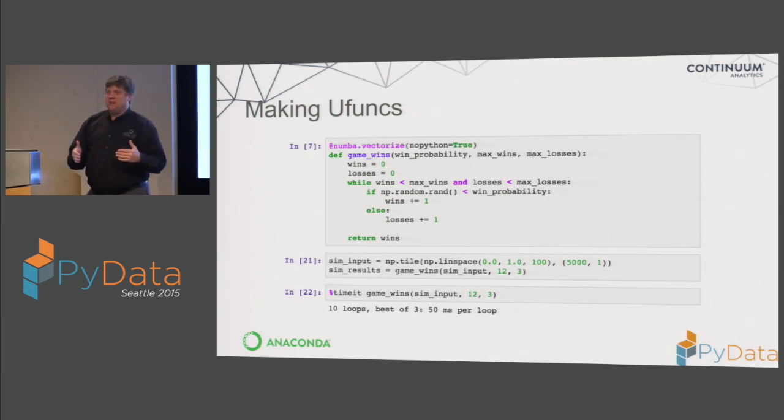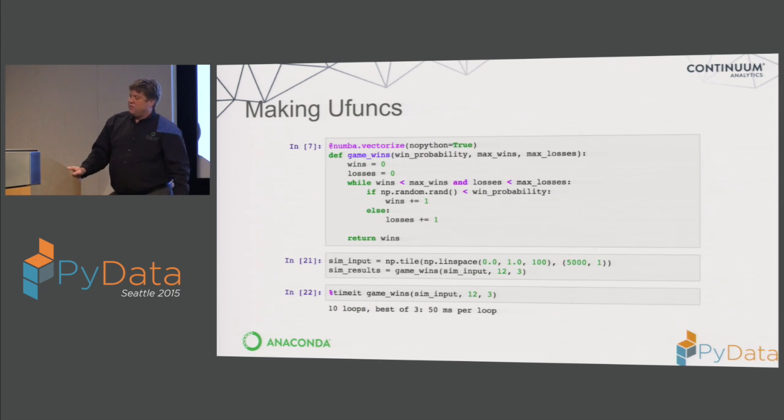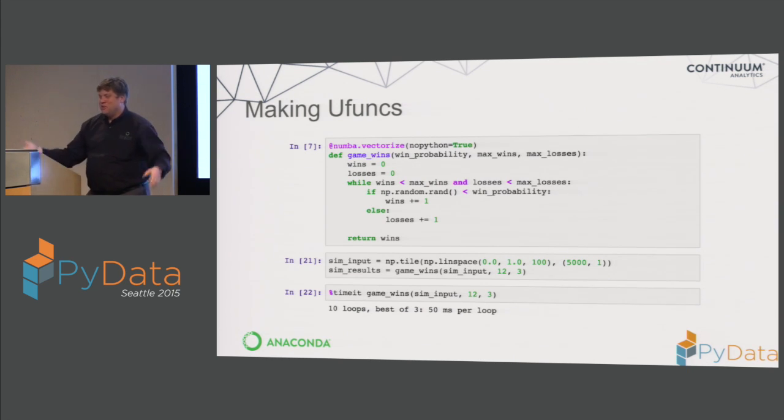If you look at that sim input, np-tile, all it's doing is generating this 100 points from 0 and 1, and then replicating that 5,000 times. You end up with a 5,000 by 100 matrix array, and you can then calculate on that array this game wins function on every element of that array. Broadcasted against 12 and 3. So 12 is the number of wins, 3 number of losses, and you're inserting this sort of win probability function. Now, you could just do this with 1. This is just illustrating you could do a bigger job. And it doesn't take very long, 50 milliseconds for that kind of simulation.